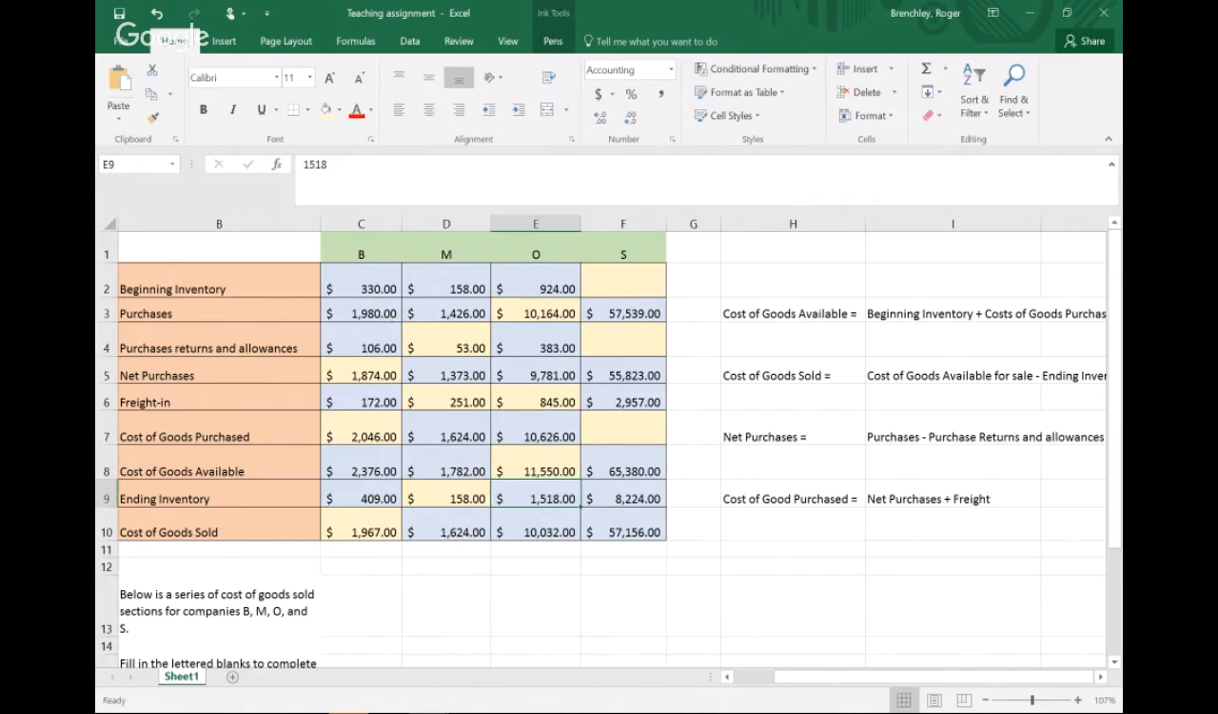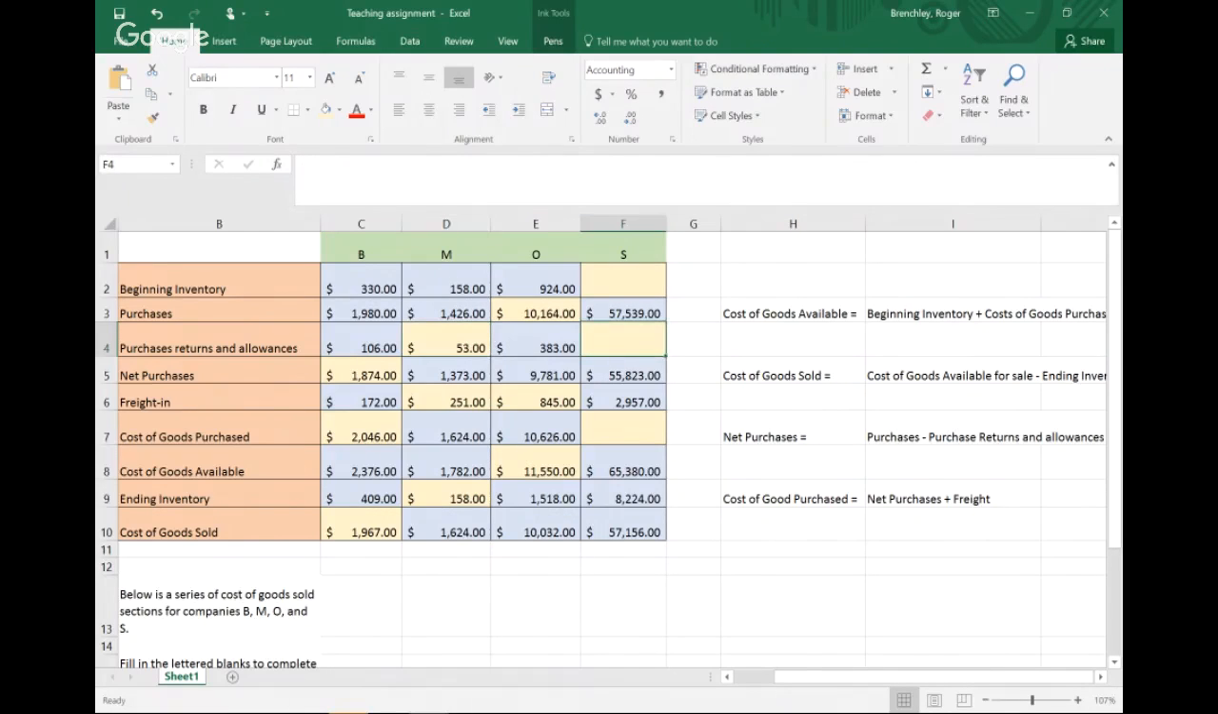Okay, on number S, we have to do this one a little bit different because in order to figure out beginning inventory, we've got to figure out some other stuff below it. So we're actually going to skip beginning inventory to start, and we're going to do purchases returns and allowances. And that one, we've actually done something like that just right over there. All right, so that's not a big deal.